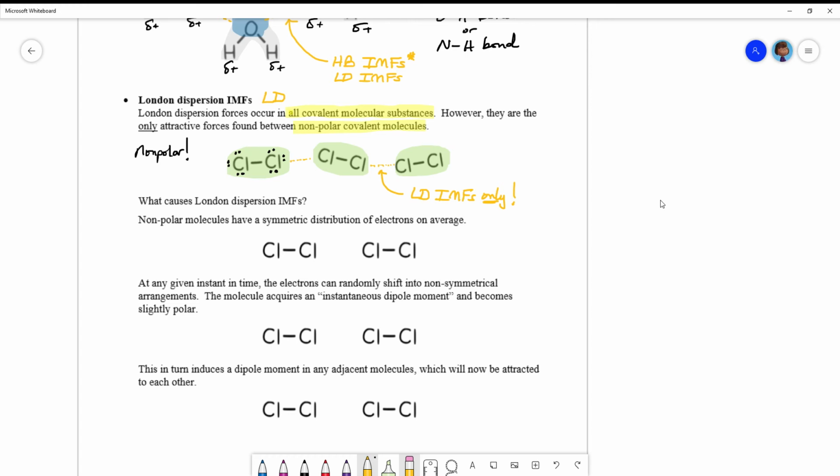Now, it was really easy to see how attractions occurred for dipole-dipole and hydrogen bonding intermolecular forces. But now our question is, well, what is causing the attraction of London dispersion intermolecular forces? Why are they attracted to each other? Well, it turns out that, as you know, nonpolar molecules do have this symmetrical distribution of electrons on average. So I'm going to start by just drawing my little green cloud. We could think of this as a cloud of electrons in their molecular orbitals. And yes, they could be considered to be our perfectly symmetrical distribution of electrons.